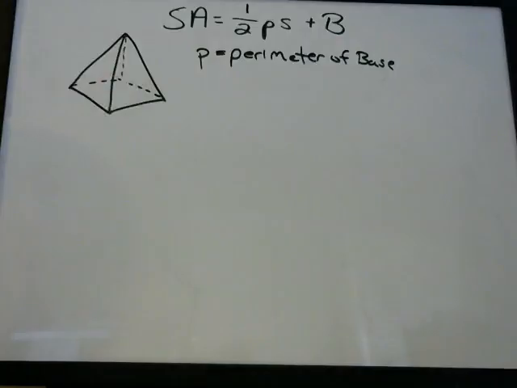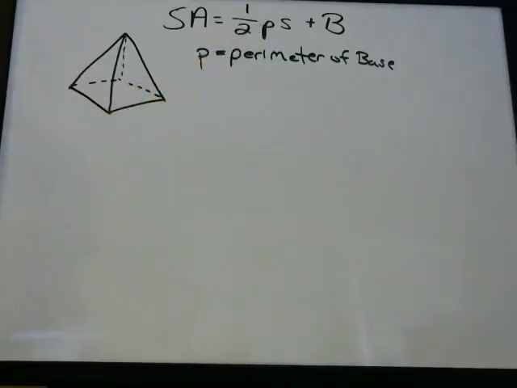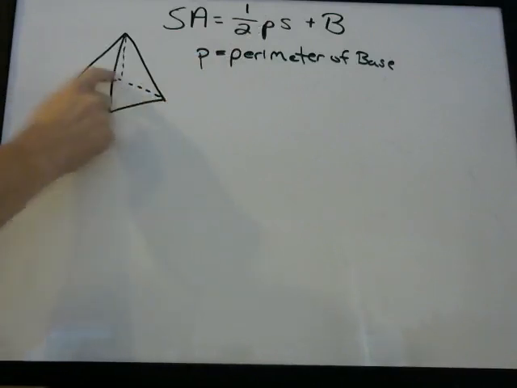So here we have a pyramid. It has 4 triangular sides and then a square on the bottom. In this case the base is going to be a square. So in order to know what P is, you need to know how to find perimeter. If you don't know how to find the perimeter of a square or a rectangle, you need to watch that video. Essentially though, perimeter means the distance around something.